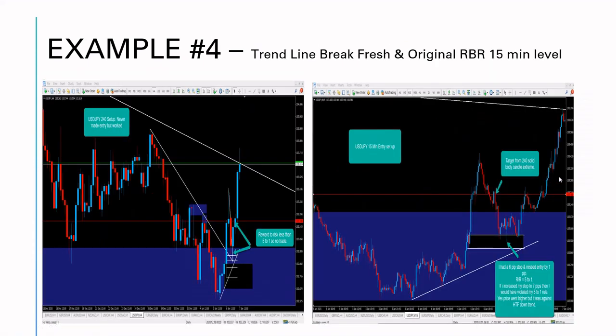Let's have a look at this example number 4, trend line break, fresh and original rally base rally on a 15-minute level of demand. Let's have a look at this dollar yen 240 chart. A, B setup here. So if price pulls back later, we've got that E scenario for entry. But what's happened before that? What created this AB pattern? Break of this trend line.